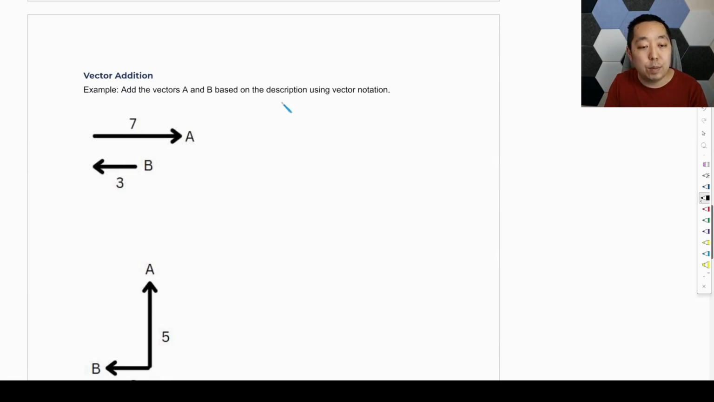Add the vectors A and B based on the description using vector notation. Okay, so again, similar thing here. You want to think of this vector as being, if we make right positive, this vector is 7i hat. This vector is -3i hat, because there's no up or down component. So the sum, you add those, you're going to get 4i hat, okay?